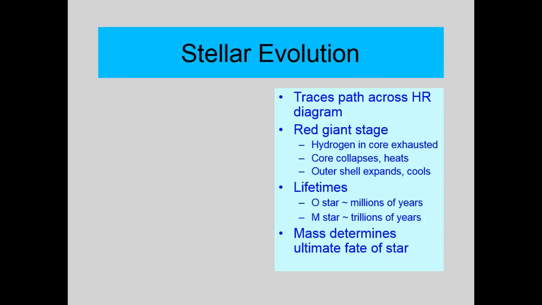Okay? But after a while, remember you've got hydrogen fusing to helium. After a while, all the hydrogen gets used up. For our sun, that's taking a total of about 10 billion years. Bigger stars, much less time. Smaller stars, greater time.